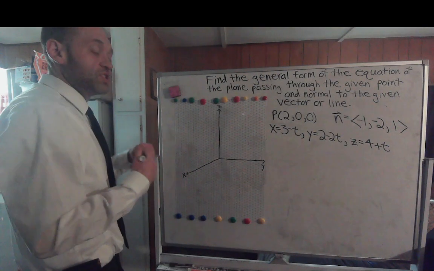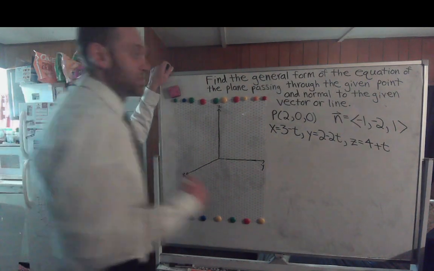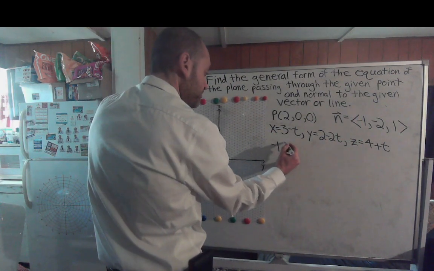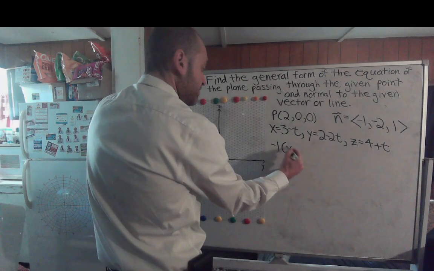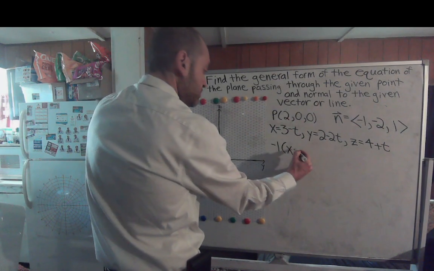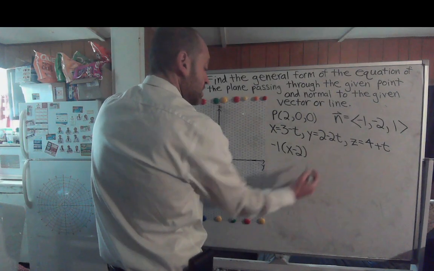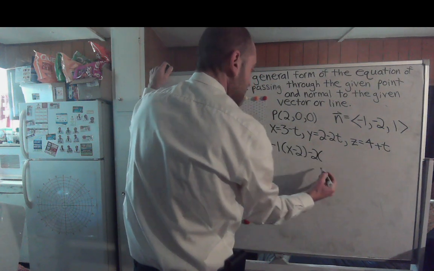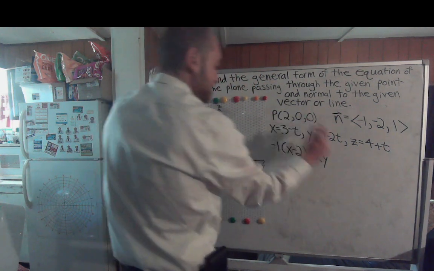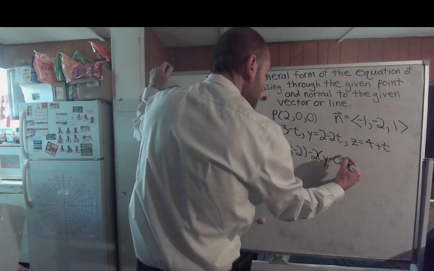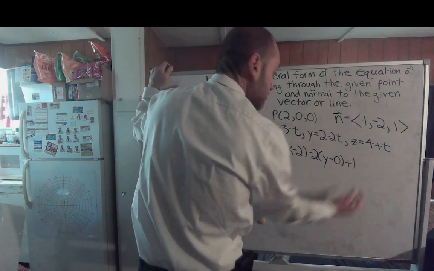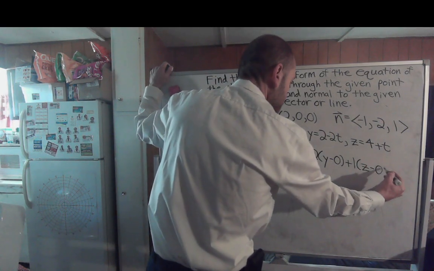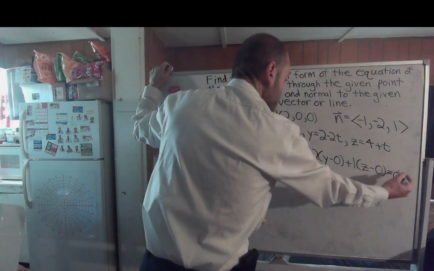We can go ahead and start finding the equation of the plane. So take your x component of that normal vector, the -1, times the quantity x minus that 2 from point P, plus -2 times y minus 0 from point P, plus 1 times that z minus 0 from point P, set all that equal to 0.